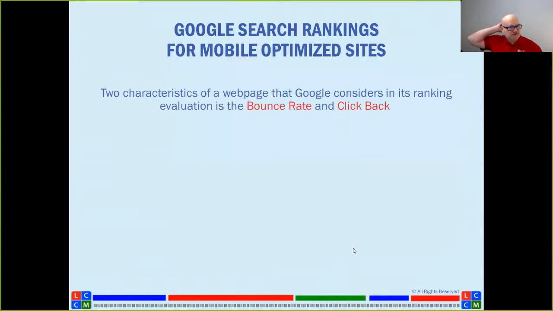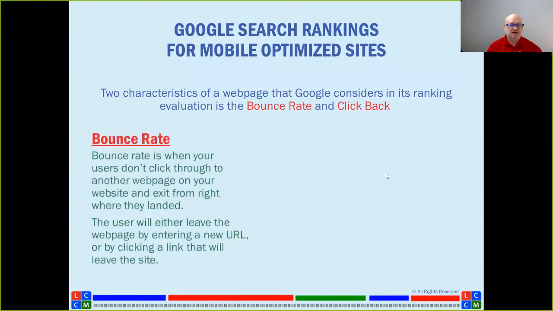Two characteristics of a web page that Google considers in its ranking evaluation are called the bounce rate and the click back. The bounce rate is when your users don't click through to another web page on your website and they exit right from where they land. Well, this is not necessarily a bad thing, because if they've heard about you and they're coming onto your home page and they're just looking for your phone number or your address or driving directions and you have all of that on your home page, then your bounce rate may be a little bit higher.